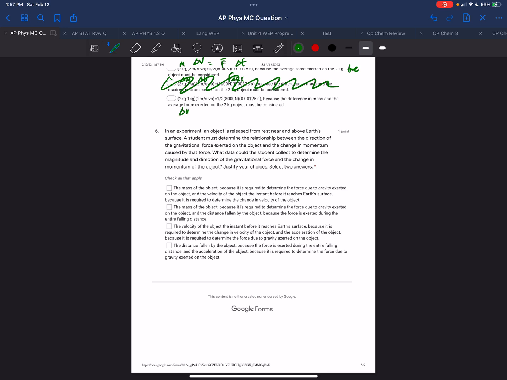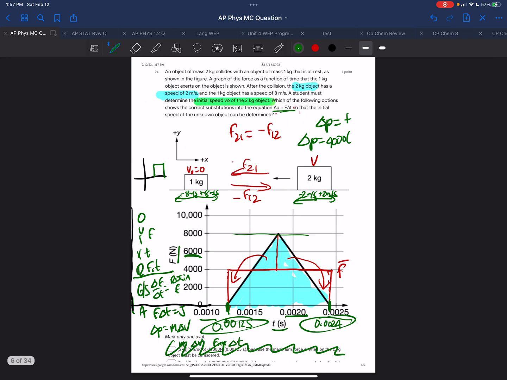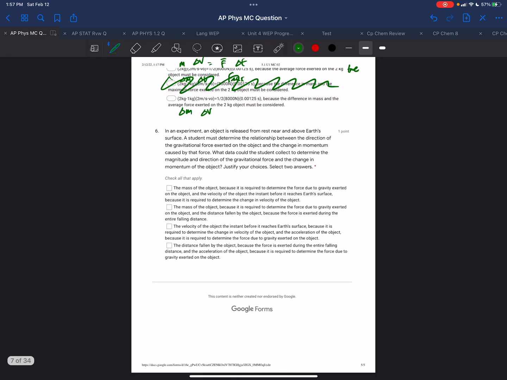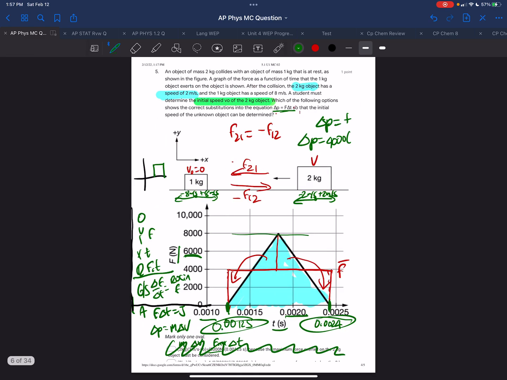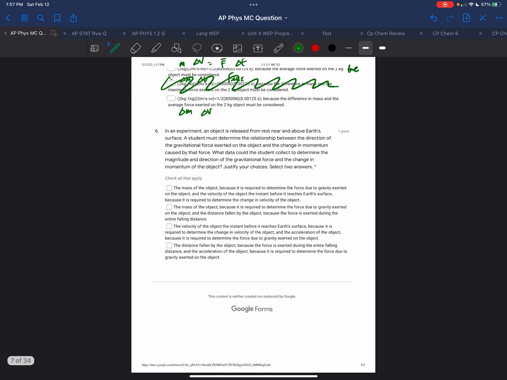And here we have a delta M again, delta V, and the average force over the period of time. So looking at these two equations, we don't take the change in mass. We are looking at the initial speed of the unknown object, which can be considered. So the best answer is this choice.